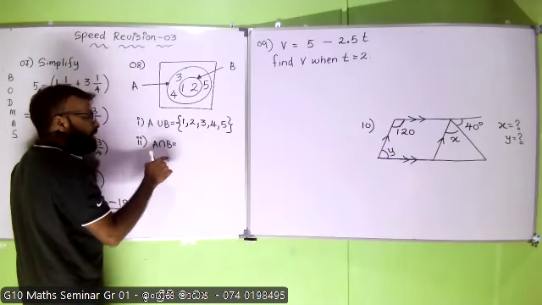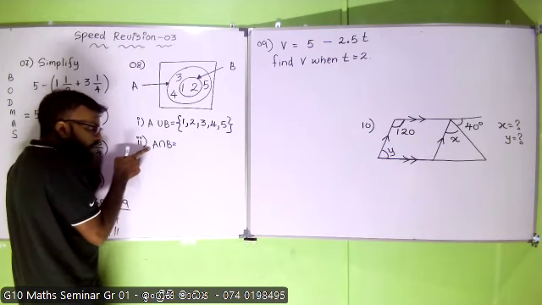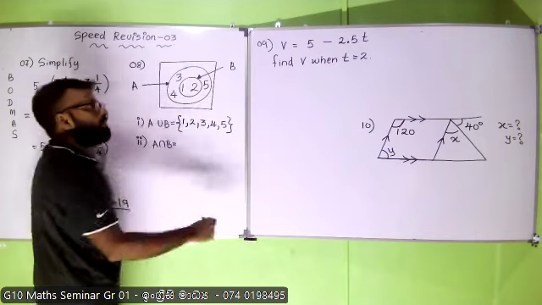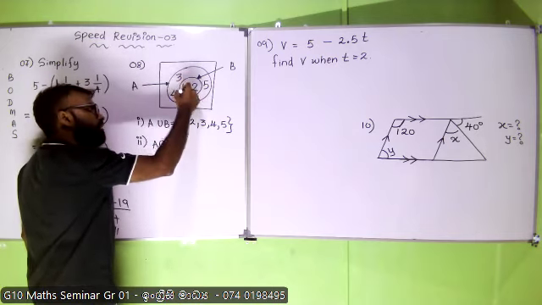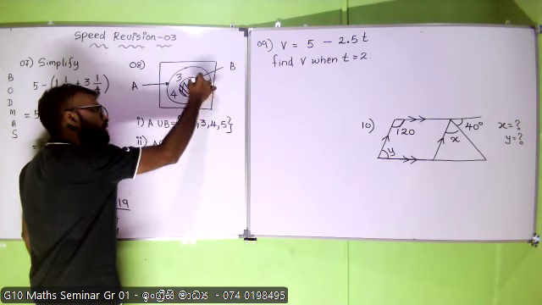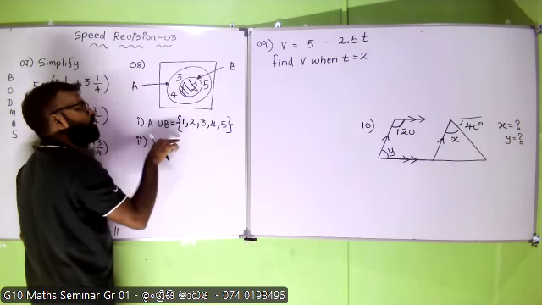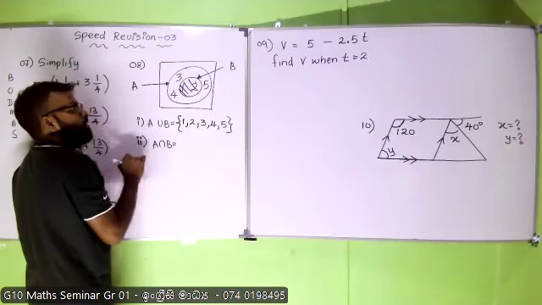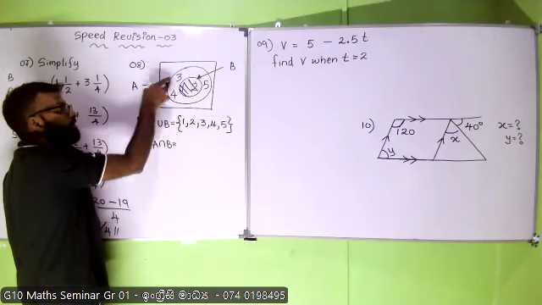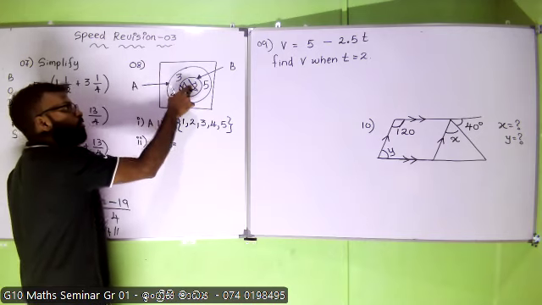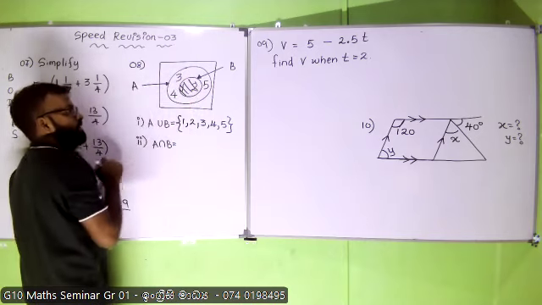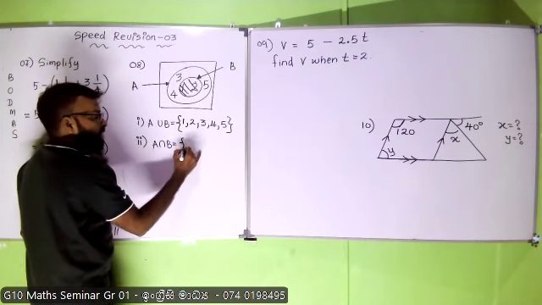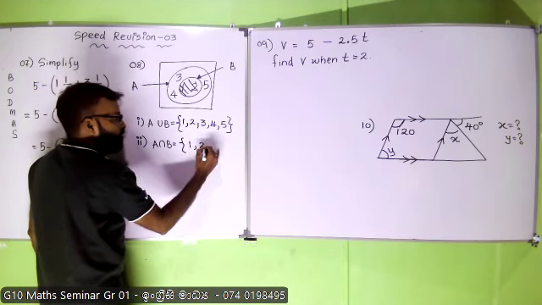A intersect B: common elements for both A and B. This middle part is common for both A and B. 3, 4, 5 do not belong to B, they only belong to A. But 1, 2 belong to B as well as A, because 1, 2 is inside A. So A intersect B is 1, 2.